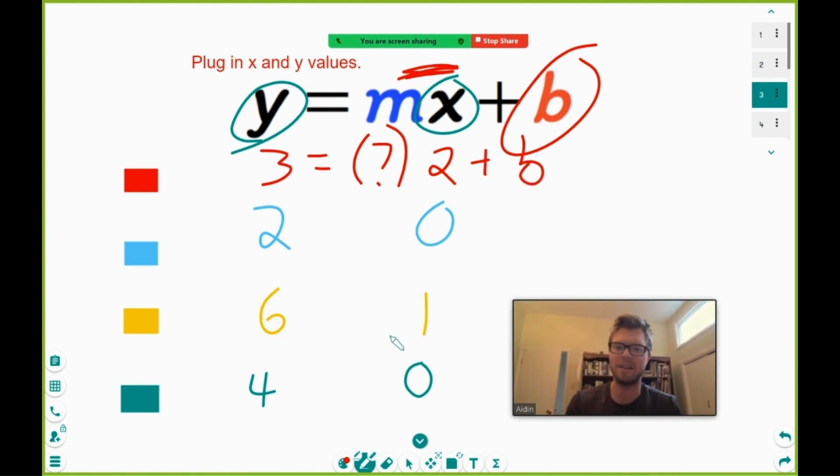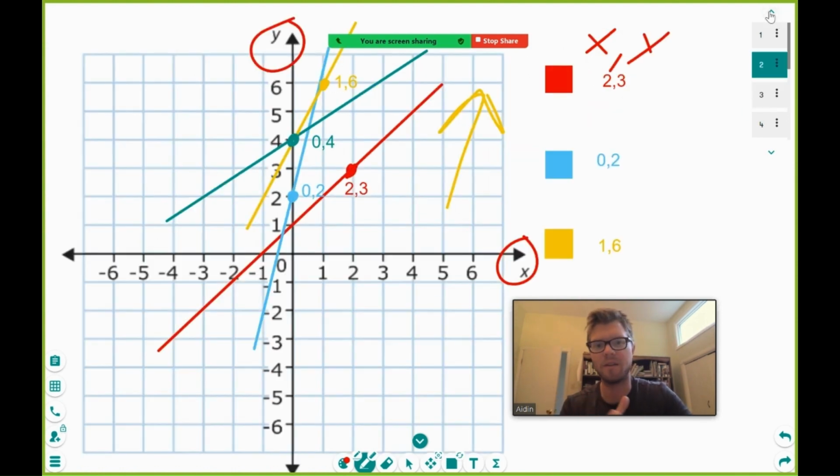So what we're saying here is when you look at that line, when you have x is 2, y is going to be 3. You can clearly see that on the line.